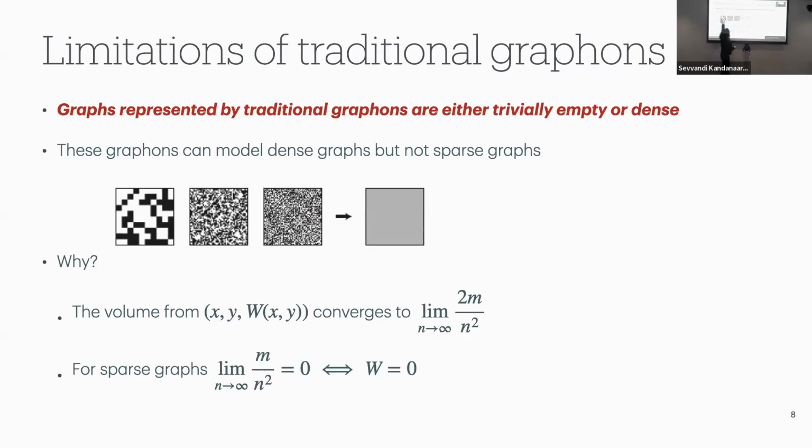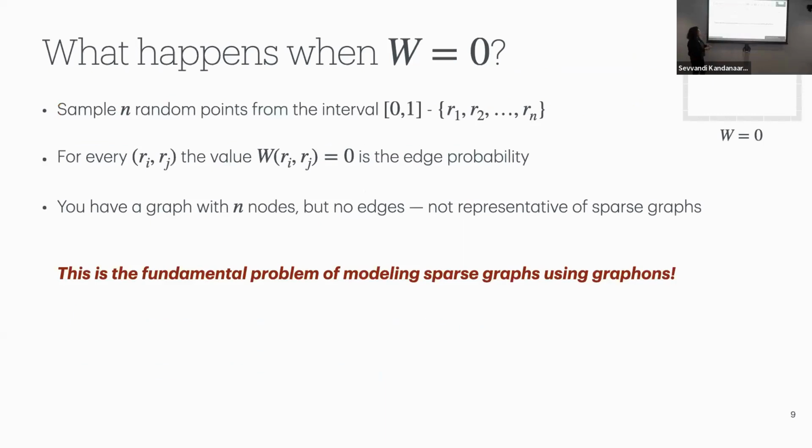So for sparse graphs, if you keep plotting these pixel pictures, you're going to get the zero graphon. And the zero graphon is not helpful, because say you sample n nodes and you try to connect them using W(Ri, Rj). Here, this is a zero graphon in this corner, but then it's kind of blocked.